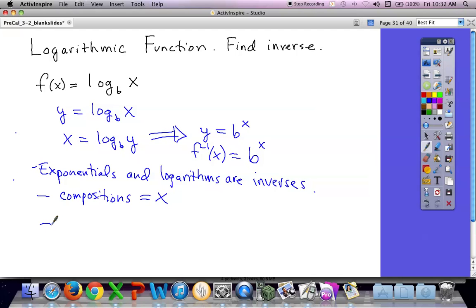Okay, what do we know about the graphs of inverses? They're symmetric with respect to y equals x, right? They're a flip across the line y equals x. With respect to, WRT, math speak.